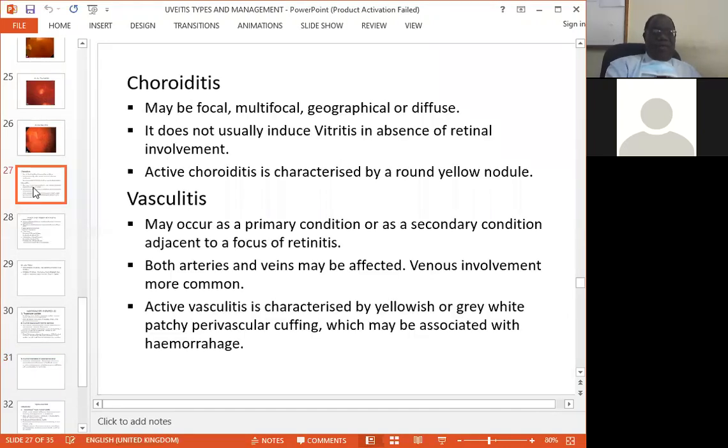Choroiditis. Choroiditis is inflammation of the choroid. It may be focal, multifocal, geographical, or diffuse in nature. It does not usually induce vitritis in the absence of retinal involvement. Active choroiditis is characterized by a round yellow nodule. Okay?